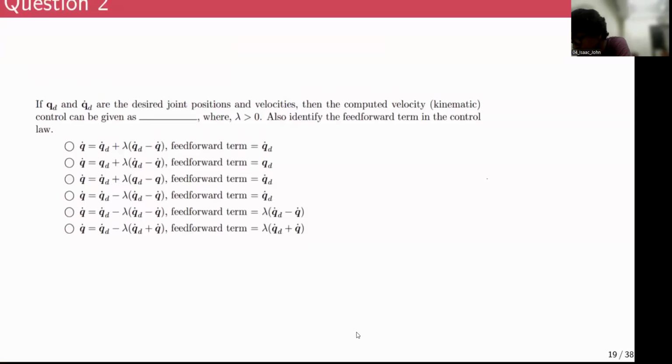Now for question 2, if q_d and q_d dot are the desired joint positions and velocities, then the computed velocity or kinematic control law can be defined as, out of which of the following options would fit? Also identify the feed forward term in the control law. So any answer for this question?